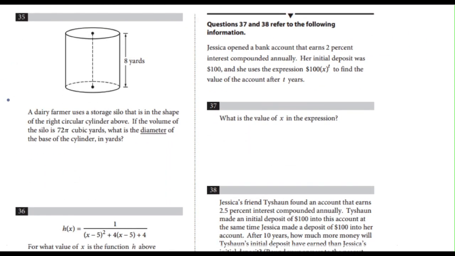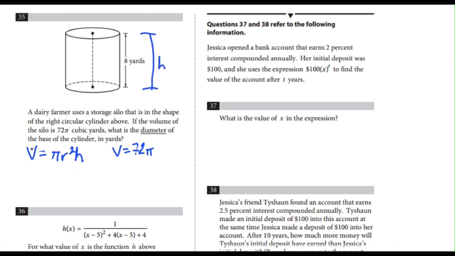Number 35. A dairy farmer uses a storage silo that is in the shape of a right circular cylinder above. If the volume of the silo is 72 pi cubic yards, what is the diameter of the base of the cylinder in yards? So first we can start off with the formula for the volume of a cylinder, which is volume equals pi r squared times the height. They tell us that volume equals 72 pi. And then from the picture, we can see that the height is 8.